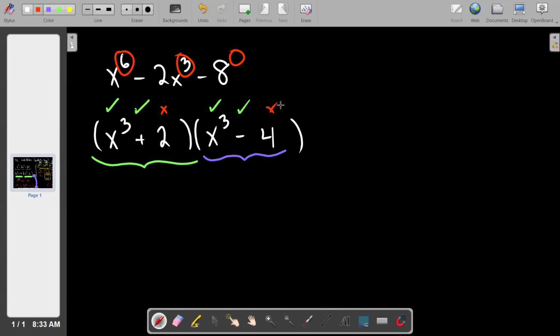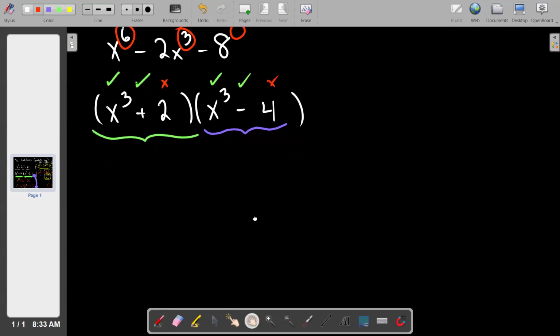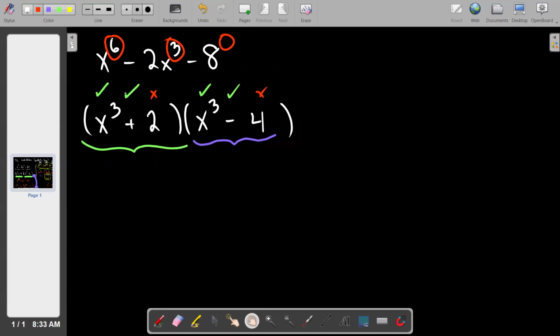And as you would guess, the next problem is going to be a little different. Do you want to guess what's going to happen in the next example? You don't have to. Here we go. X to the 6th minus 5 X to the 3rd minus 6. What's it called?